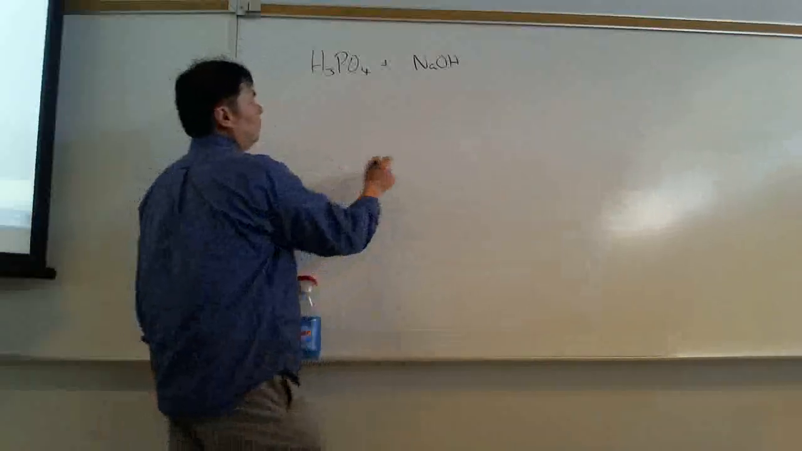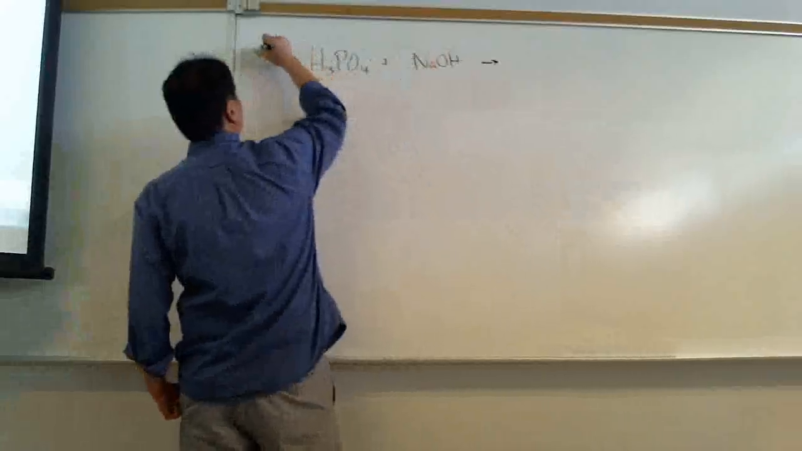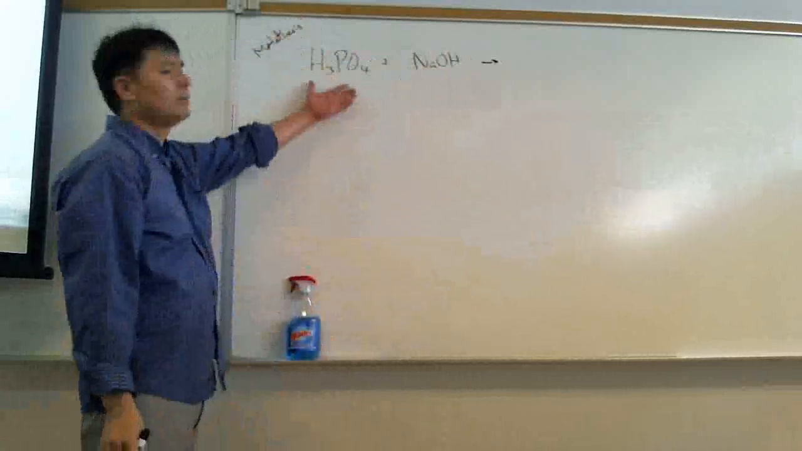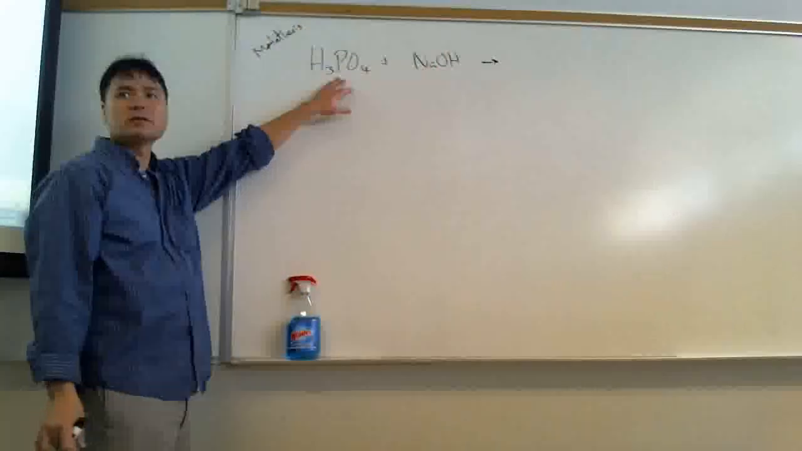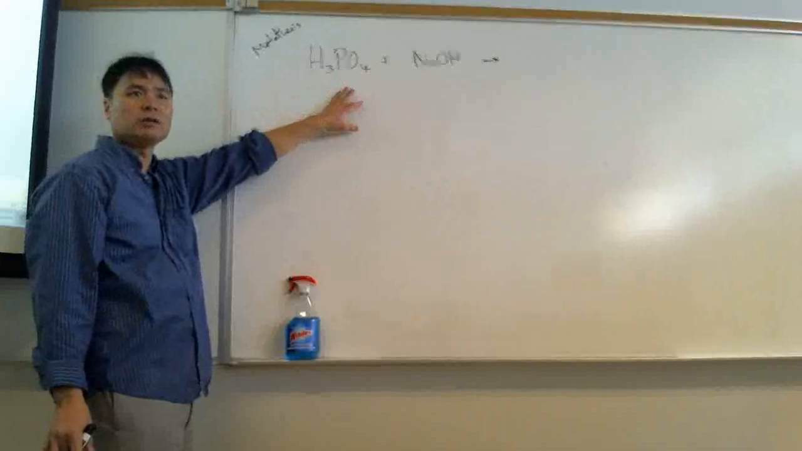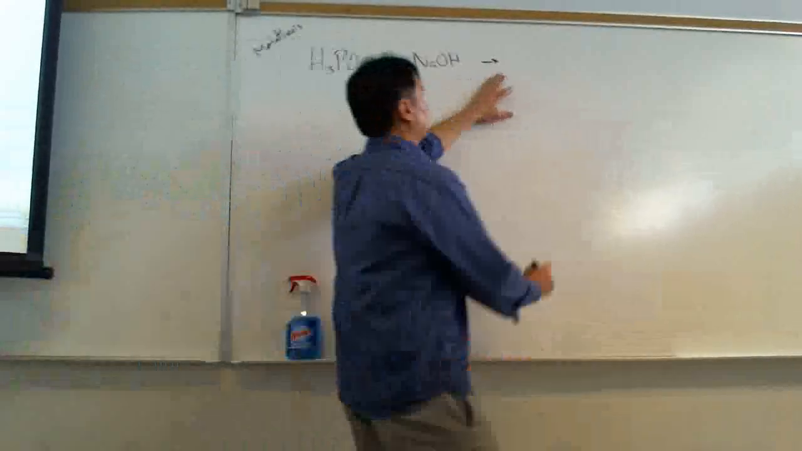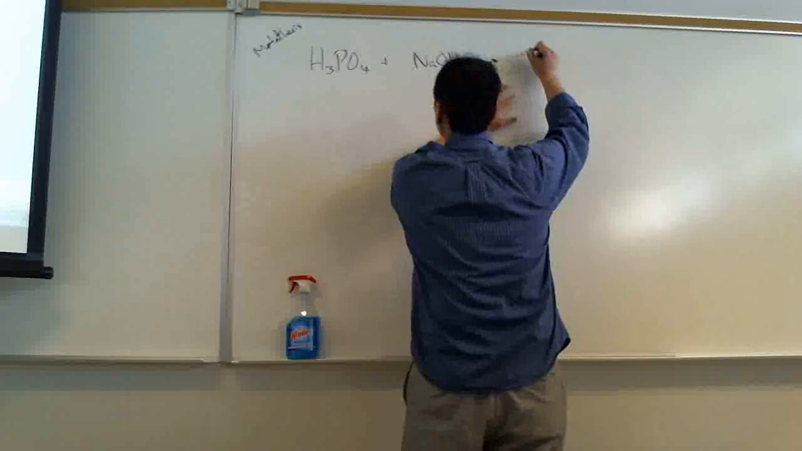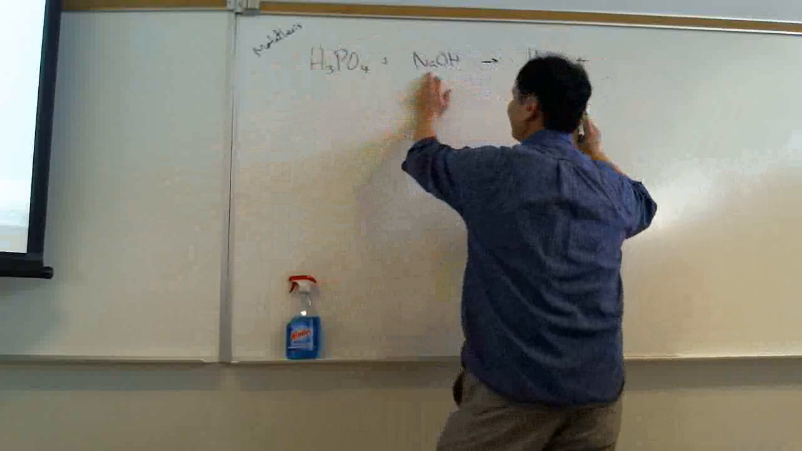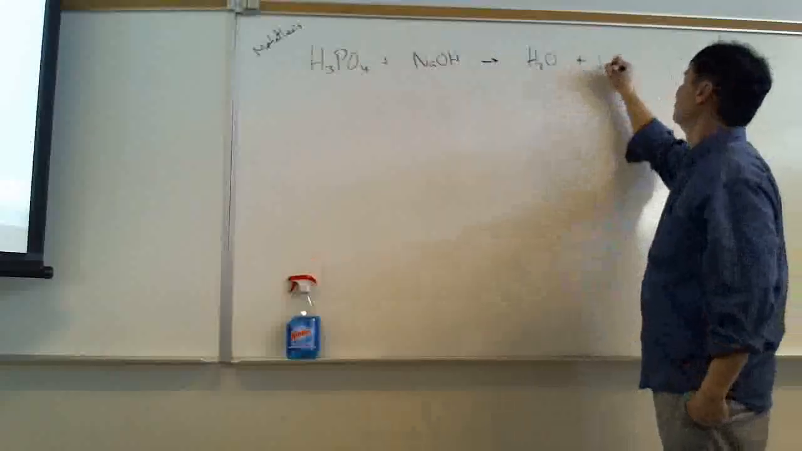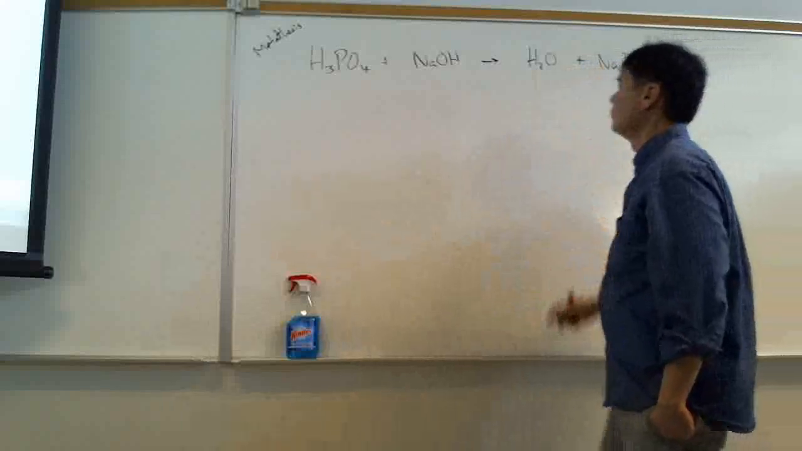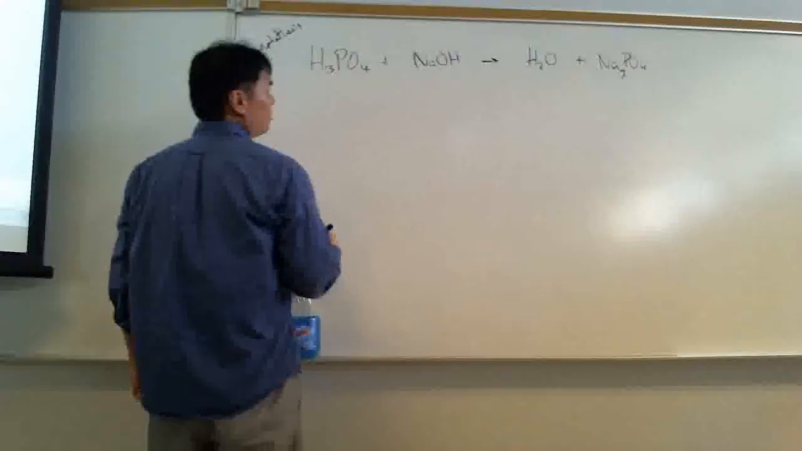Okay. If we do this metathesis, in metathesis we react to completion. That is, what am I going to form here? Well, phosphoric acid is a triprotic acid, right? And so I'm going to neutralize all 3 protons. And I'm going to form what? Well, AB plus CD gives water and sodium phosphate. What's the formula for sodium phosphate? Na3PO4.